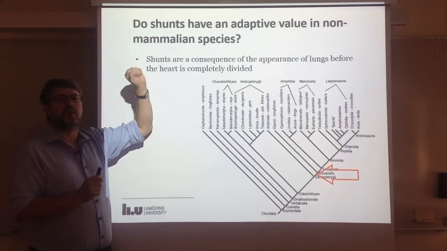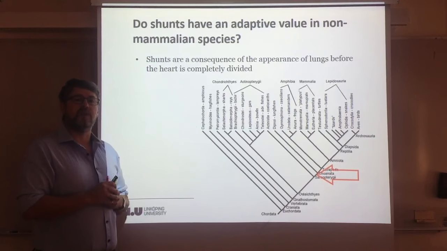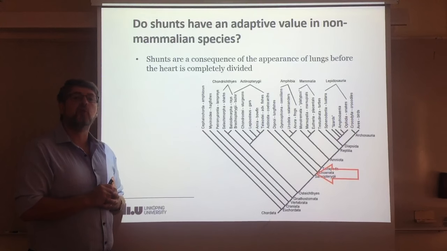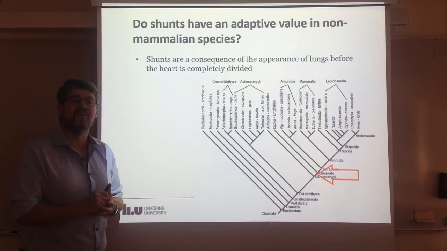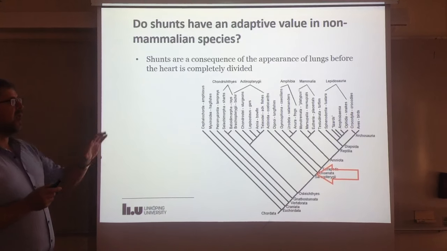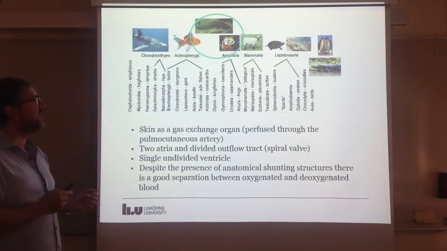There's been a question in the literature about the possibility that these shunts that are obviously maladaptive, that obviously are not convenient in mammals, could have a function in other groups of vertebrates, particularly reptiles. And this is something that is appealing. It has been extensively studied.